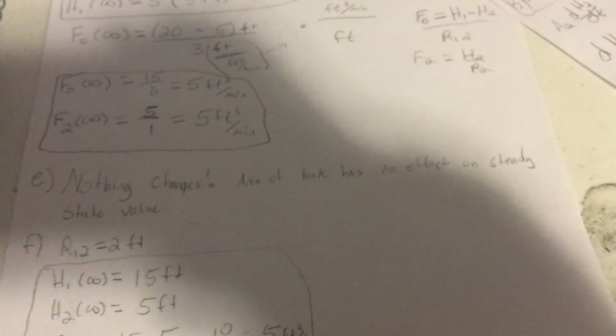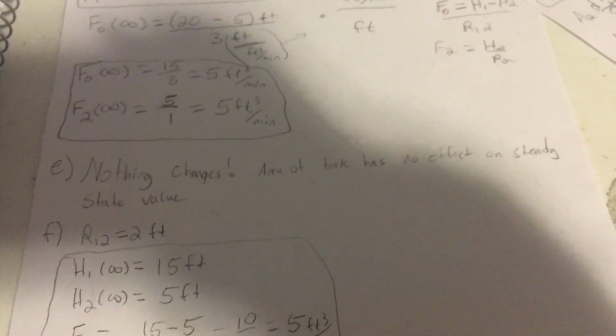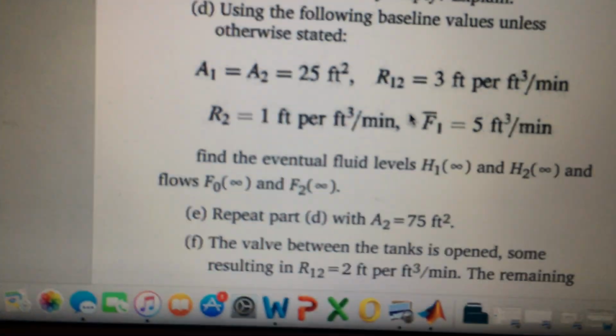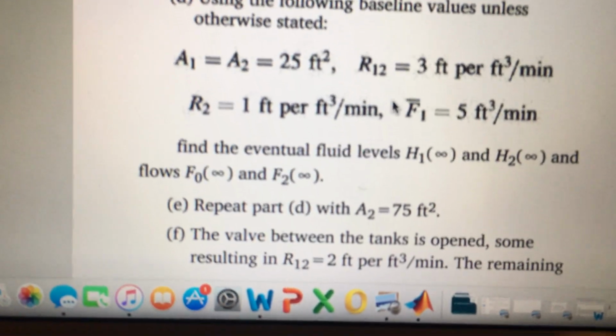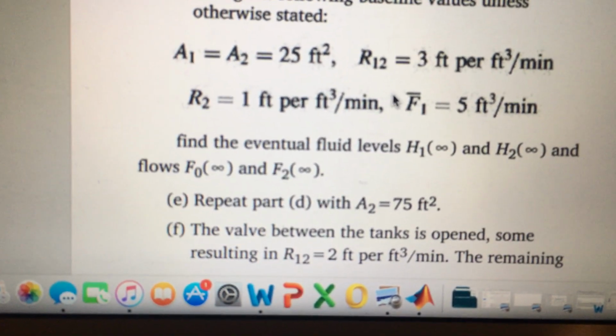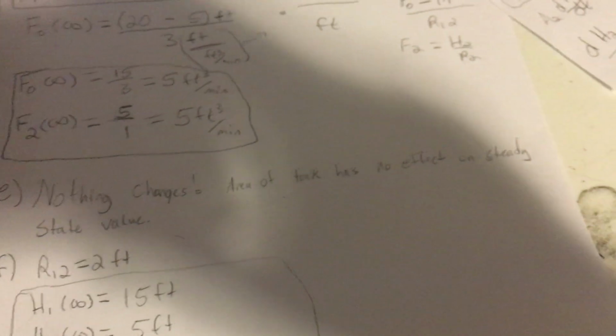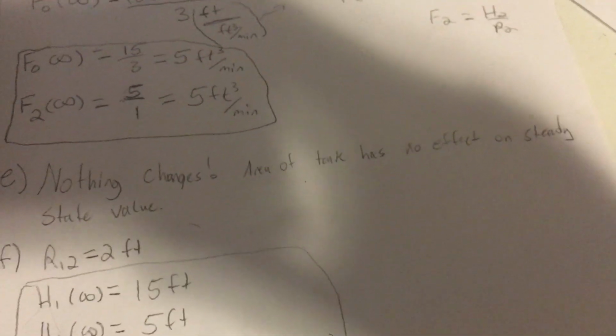And finally, E. Because of the way we solved this, you don't have to do any analytical analysis anymore because we removed all of the area. So repeat part D with A2 equal to 75 feet squared. No, we're not going to do that because we don't have to. Nothing's going to change. Area of tank has no effect on steady state value.